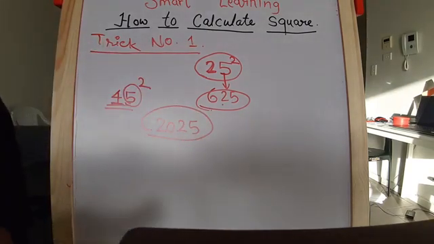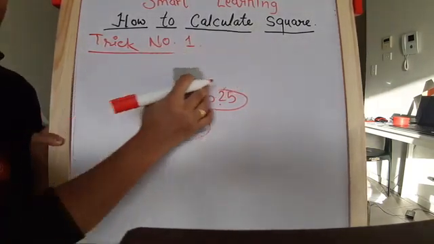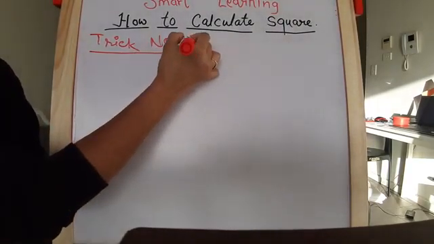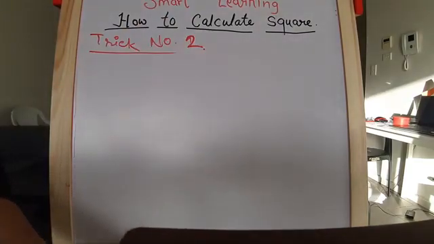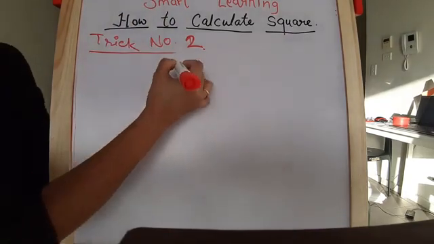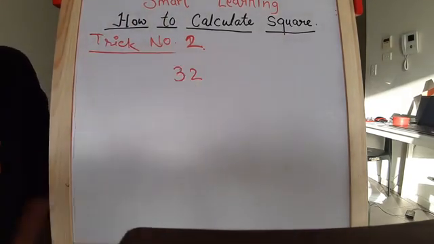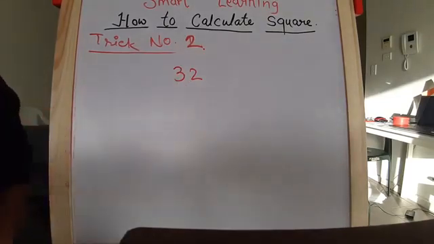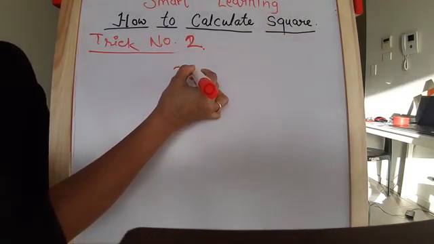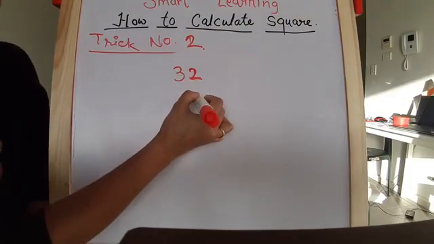Now let's see the second trick. Trick number 2. If you have any random number which doesn't have 5 at the end, then how will you calculate? Suppose you have 32. This is also very easy. Just write the square of each digit. What is the square of 2? 4. So we will write 4.